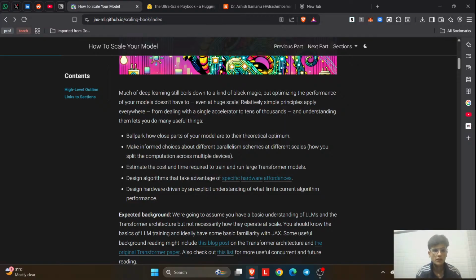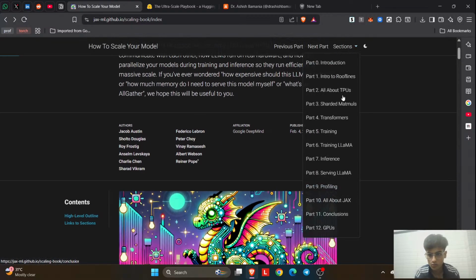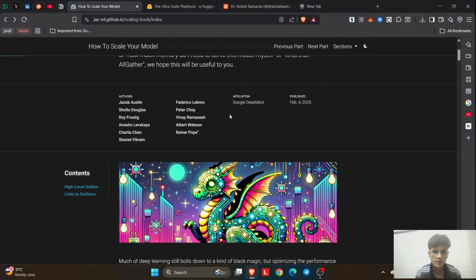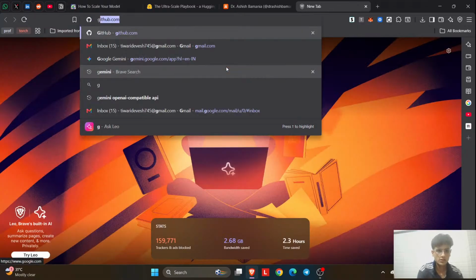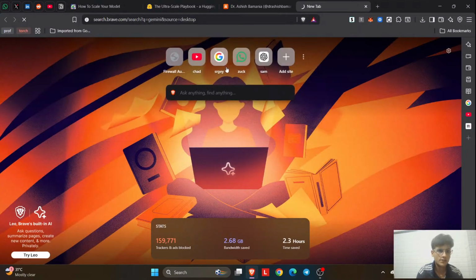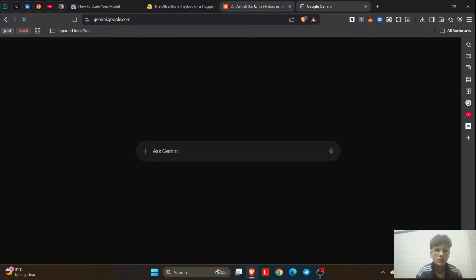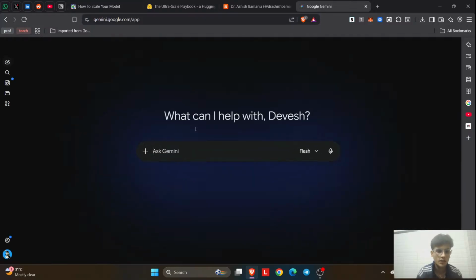Okay, so I'm thinking of taking a different approach. This article is very long, and I don't know if I will understand the technical buzzwords at first. So I'm thinking of just going into Gemini, and using Gemini to actually understand this article a little better.